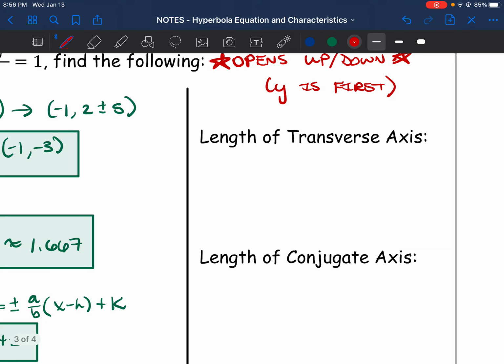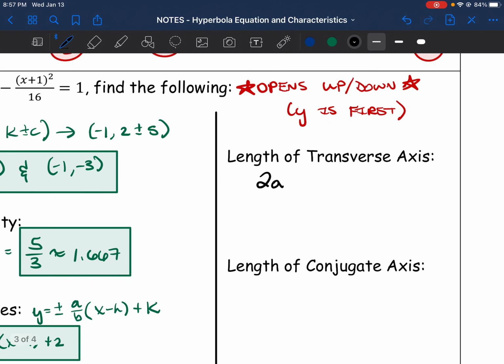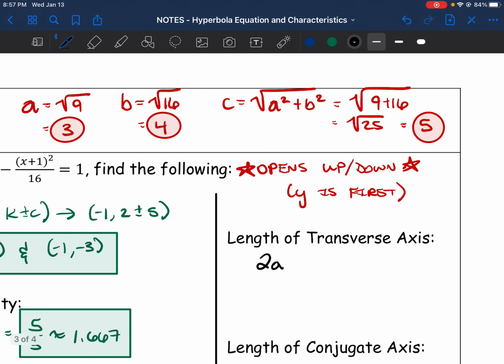All right, next, length of the conjugate axis and length of the transverse axis. Well, the nice thing here is that the length of the transverse axis is always 2 times a. We don't have to worry with hyperbolas about which is larger, a or b. We know that a is always just coming from the first denominator. And the length of the transverse axis is always going to be 2 times a. So here we have 2 times 3, which is 6. We'll say 6 units because this is a length.